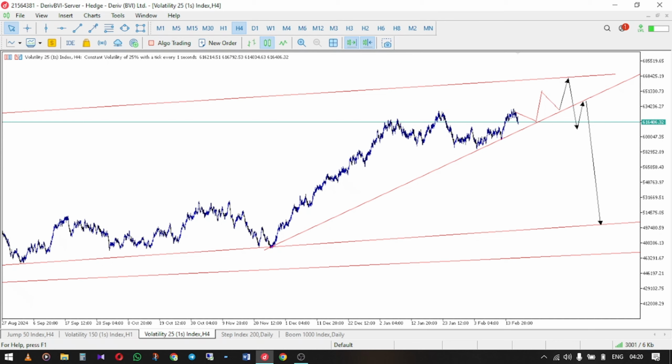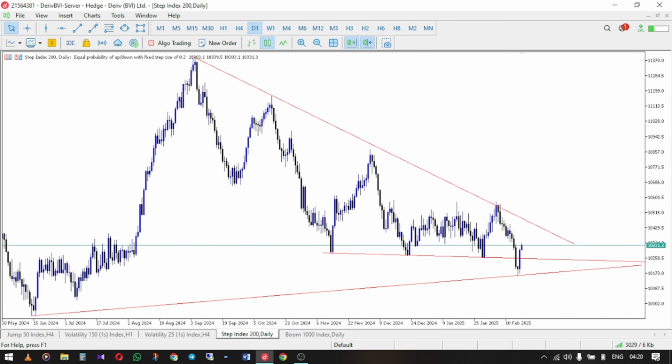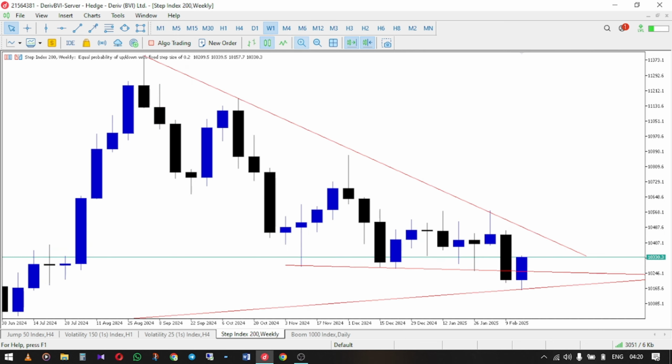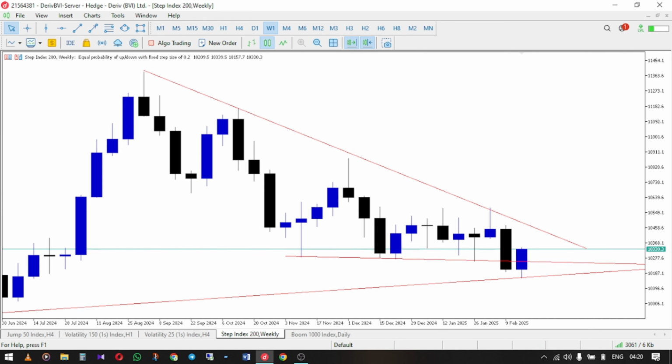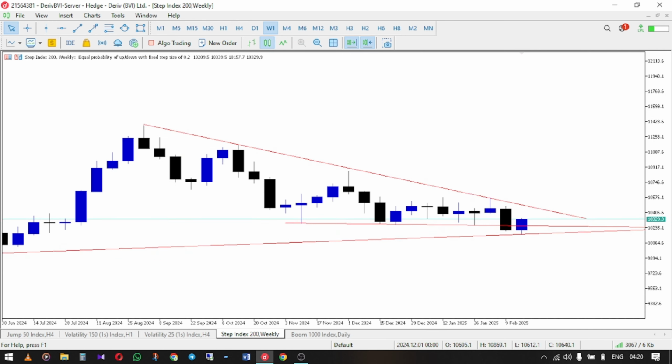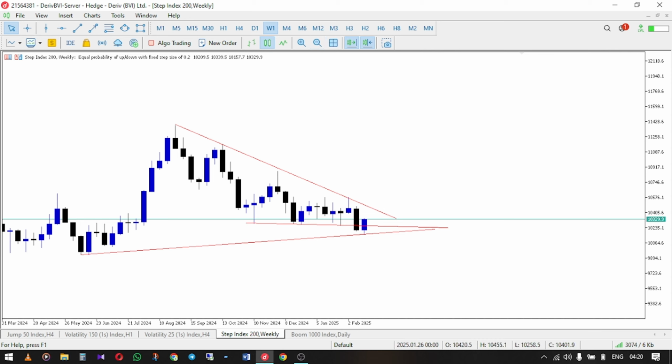All right, that being said, let's look at another trade opportunity I'm currently looking at, so that we can take advantage of them all. All right, this is step index 200 on the daily time frame. Let me put it on the weekly time frame. On the weekly time frame, guys, this is what we have. I just adjusted this trend line. Now the market has been respecting this trend line to the downside. Right, we've been seeing the market respecting this trend line.